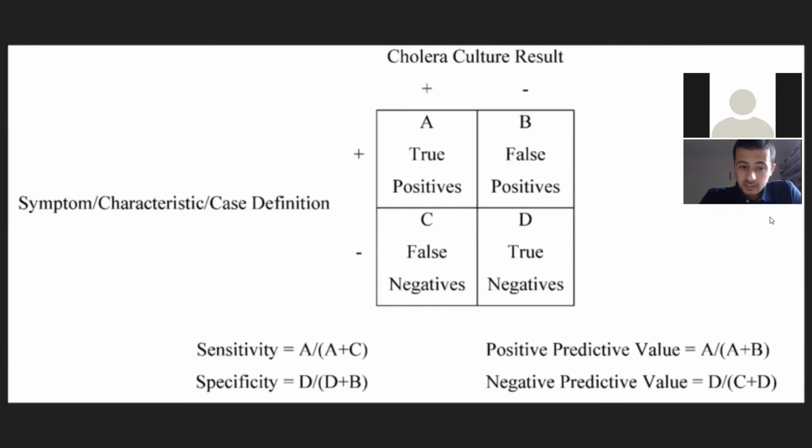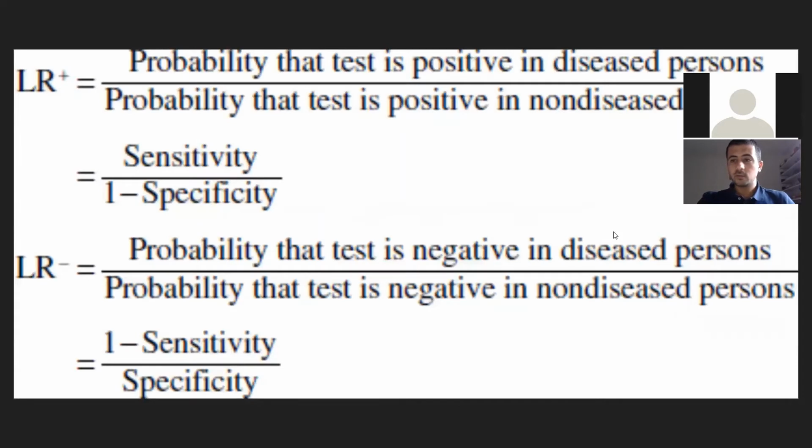Remember that sensitivity and specificity do not change, before the test, after the test, whatever. Okay, they do not change. But when I have a rare or common disease, positive predictive value and negative predictive value change. And it is truly difficult to explain it here, but we need to move on to an easier measure.